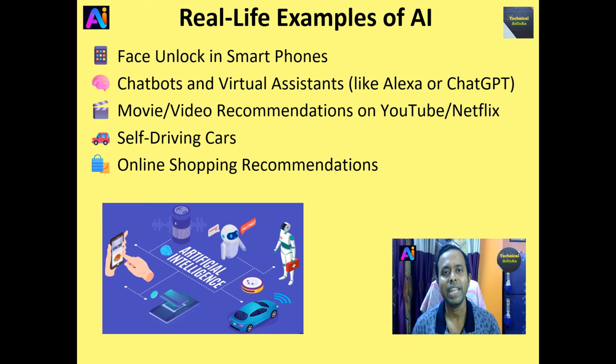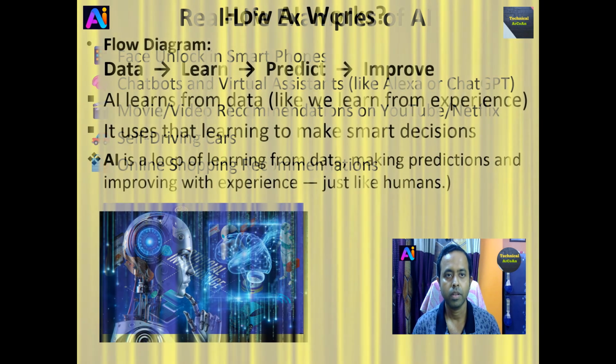Now we should know the real life examples of AI. Face unlock in smartphones, chatbots and virtual assistants like Alexa and ChatGPT, movie or video recommendations on YouTube or Netflix, self-driven cars like Tesla, online shopping recommendations also in Flipkart or Amazon like that, right?